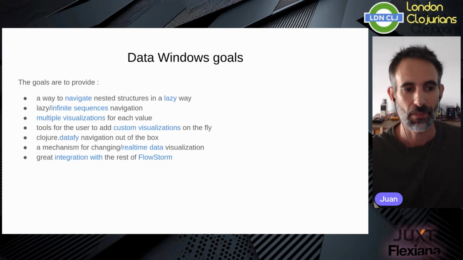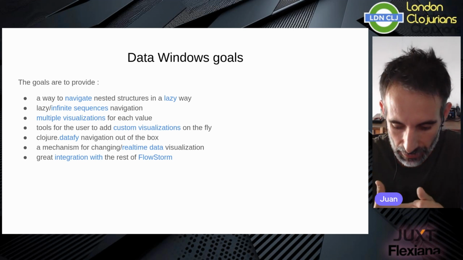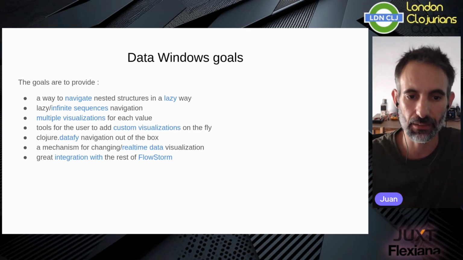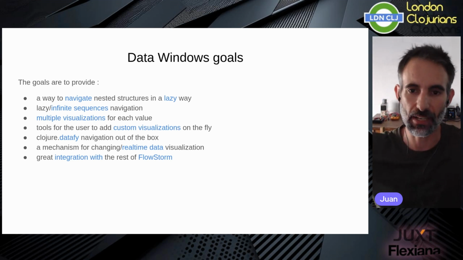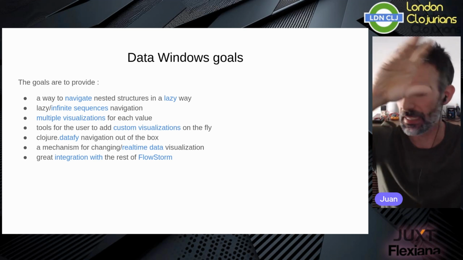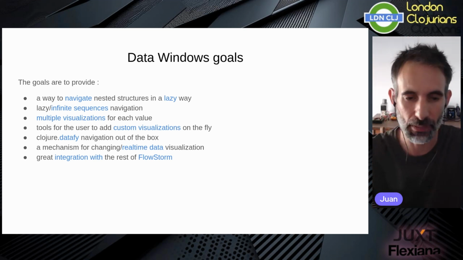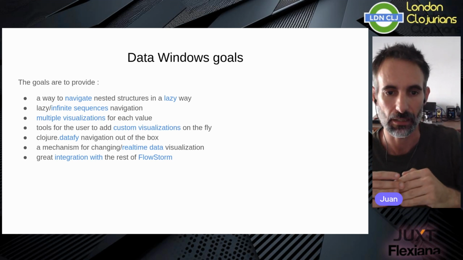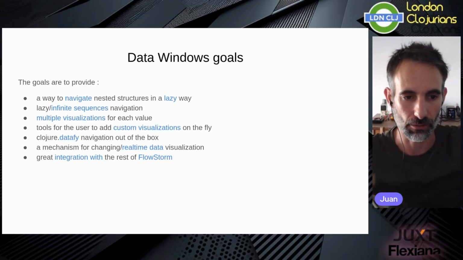So another one, because it has some pretty specific goals. I wanted a way to navigate nested structures in a lazy way. So if I have a 5 gigabyte map, very nested with a lot of pieces inside, I want to be able to navigate it very quickly. So I don't want it to take forever because the tool is trying to print the entire thing.